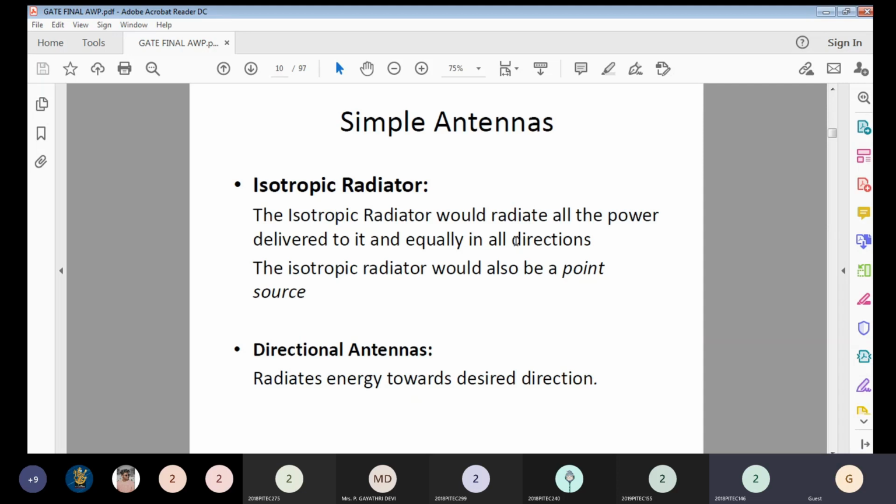Next, the directional antenna radiates energy towards the desired direction. It will not radiate energy in all directions. It is the one having the property of radiating and receiving more in one direction than in other directions. It is called a directional antenna. Keep in mind, it will radiate or receive energy towards a particular direction. Hope you understand what a directional antenna is. The first is called an isotropic radiator, and the second is called a directional antenna.